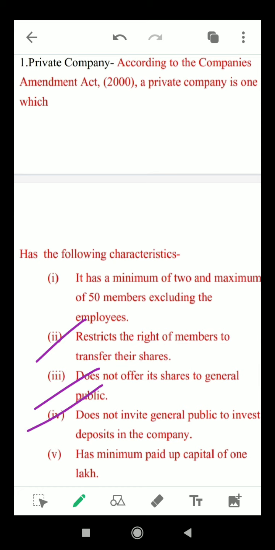Number 4 is it doesn't invite the general public to invest deposits in the company. It doesn't invite the general public to invest their money in the private company. They will only invest among the members. Number 5 is it has a minimum paid up capital of 1 lakh. So this company can minimum pay the amount of 1 lakh.